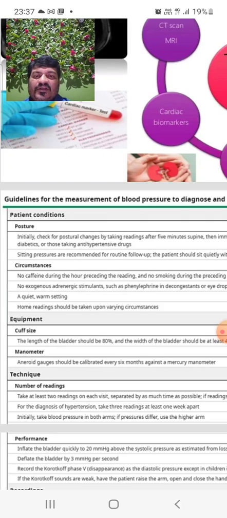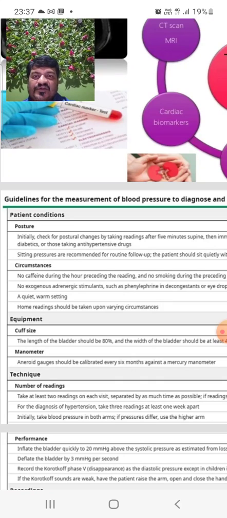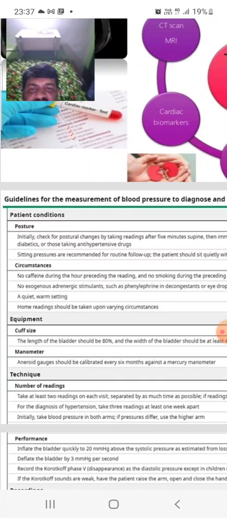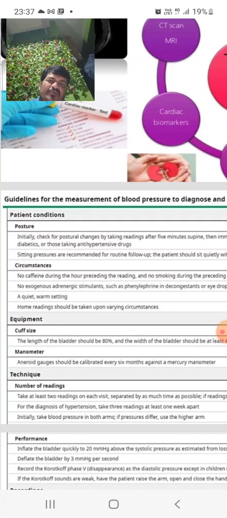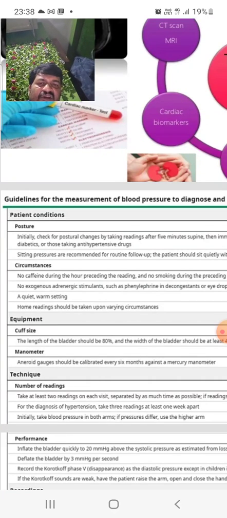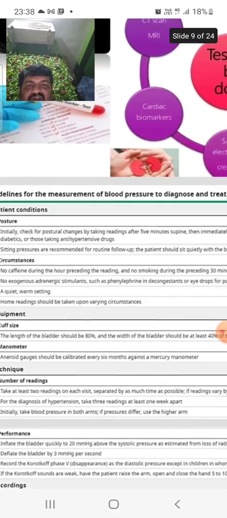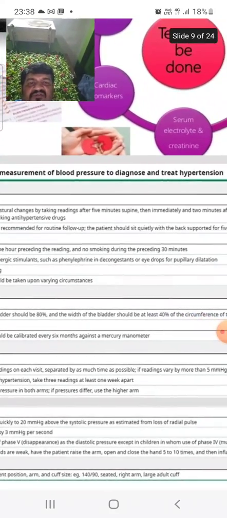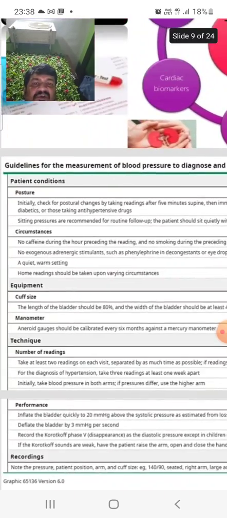And then equipment. What are the equipments which we are using in these patients? So cuff size. First we'll talk about the cuff size. Actually why is it important? आप लोग सोच रहे होंगे कि अगर हमको ब्लड प्रेशर का इंस्ट्रूमेंट मिल गया, हमने ब्लड प्रेशर लिया तो बात खत्म. नहीं. Important is that the length of the bladder should be 80% and the width of the bladder should be at least 40% of the circumference of the upper arm.